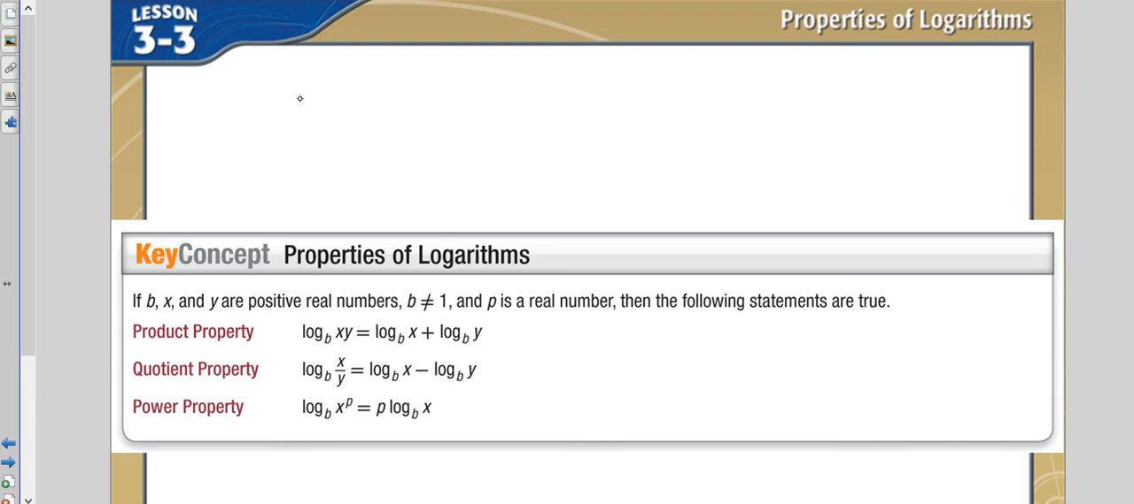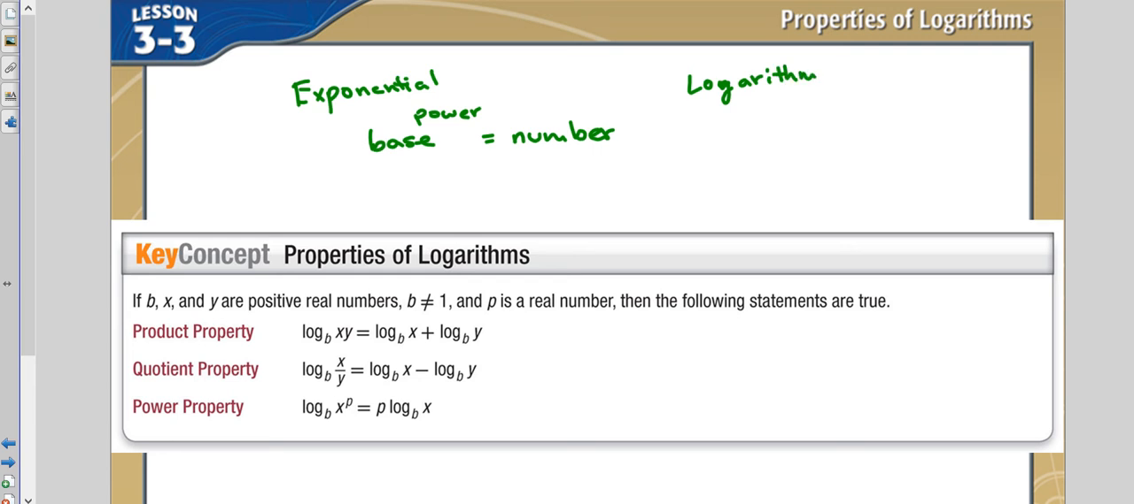In chapter 3, we had this with exponential functions. You have a base raised to a power that will equal some number. And we said this is an inverse of a logarithmic function, which is a log with some base of a number equals the power. And we could convert back and forth. Here we have some properties just to simplify.